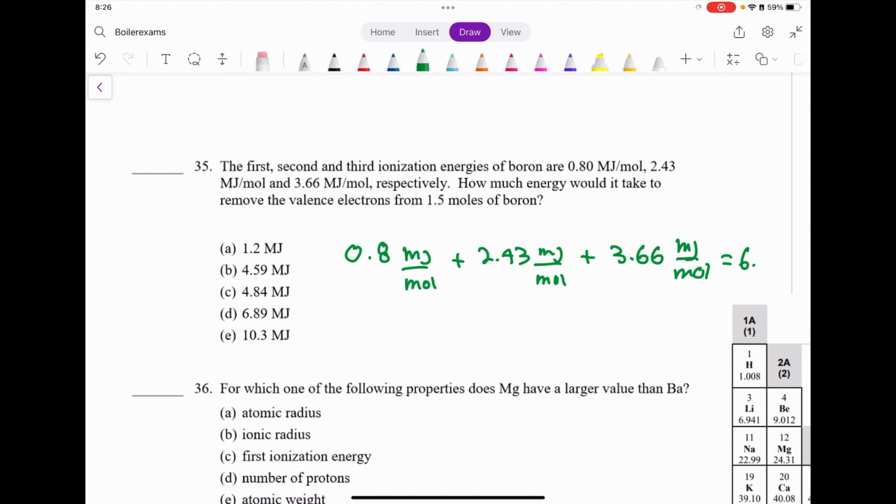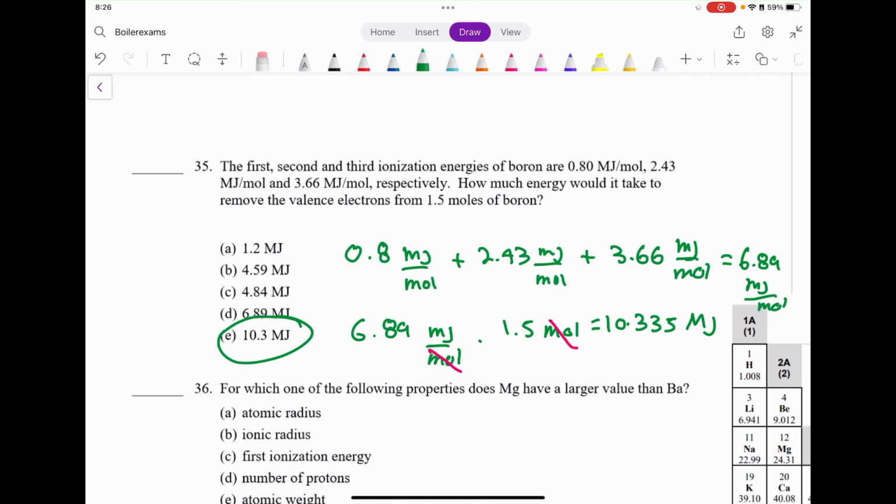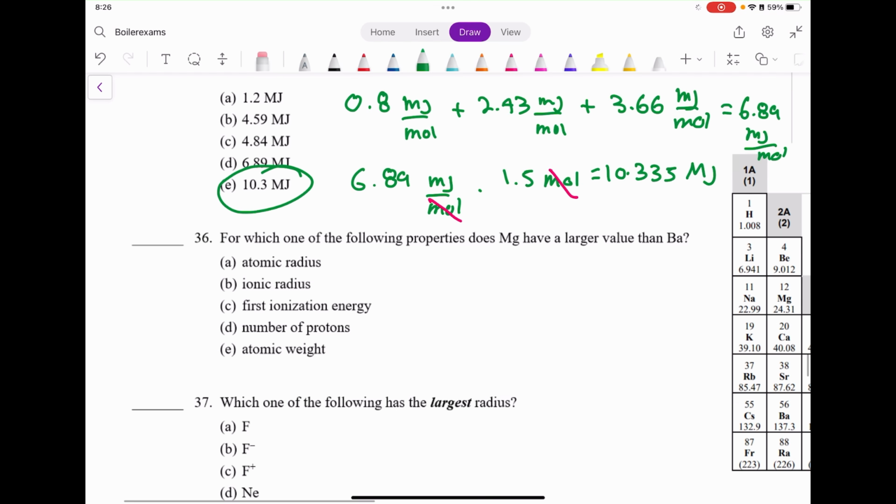What does that give me? This gets me 6.89 megajoules per mole. And I can take 6.89 megajoules per mole and times it by 1.5 moles. My moles cancel. And I get 10.335 megajoules, which is answer choice E, 35E.